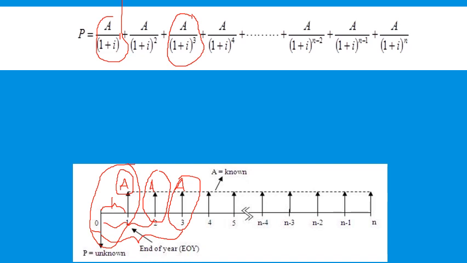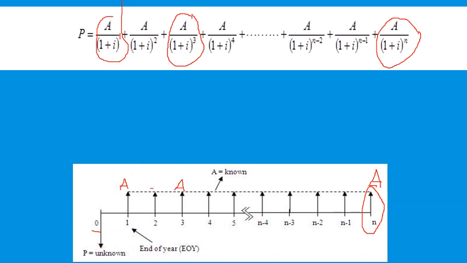And if I continue like that, this is the amount that I am paying after n years. This is also A only. Hence, the last amount will be converted into P in this way: A divided by 1 plus I to the power of n. After calculating these things, now let us continue the derivation.